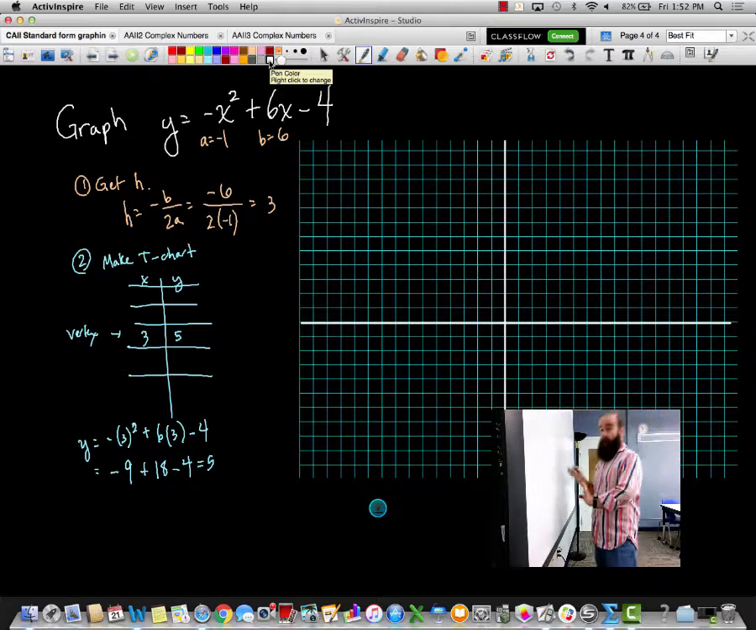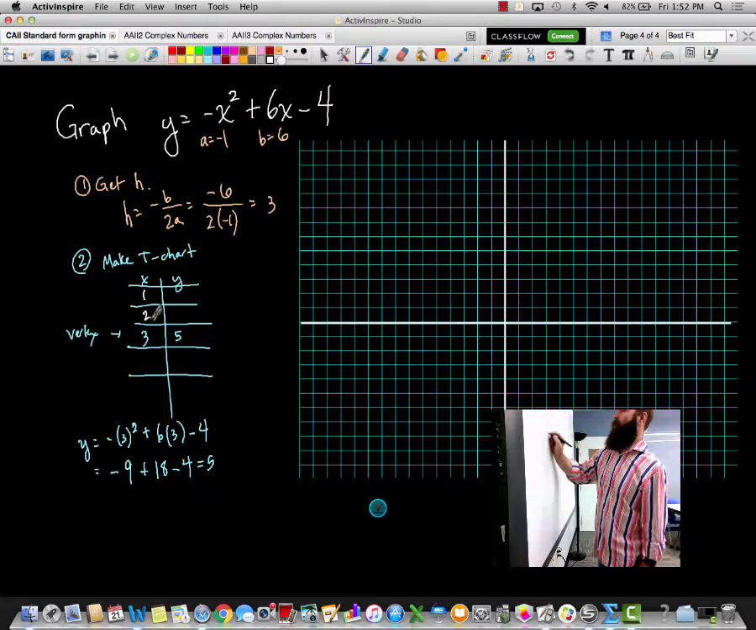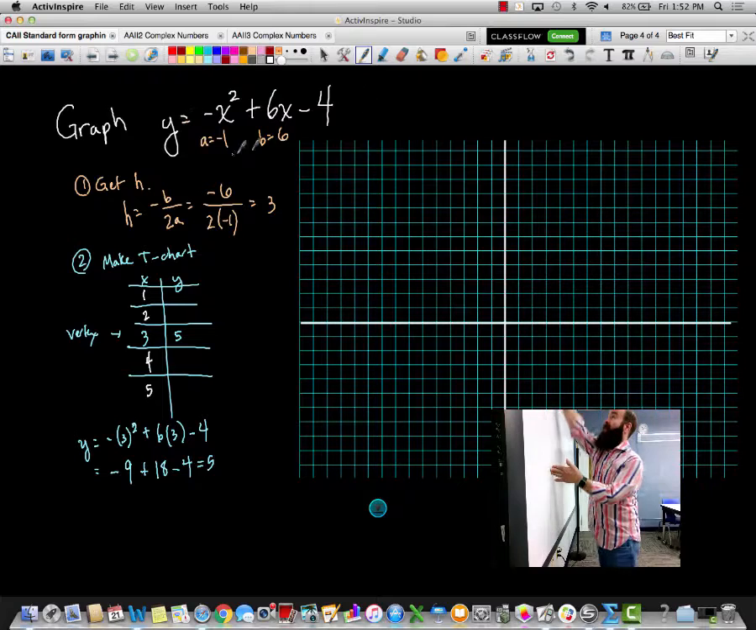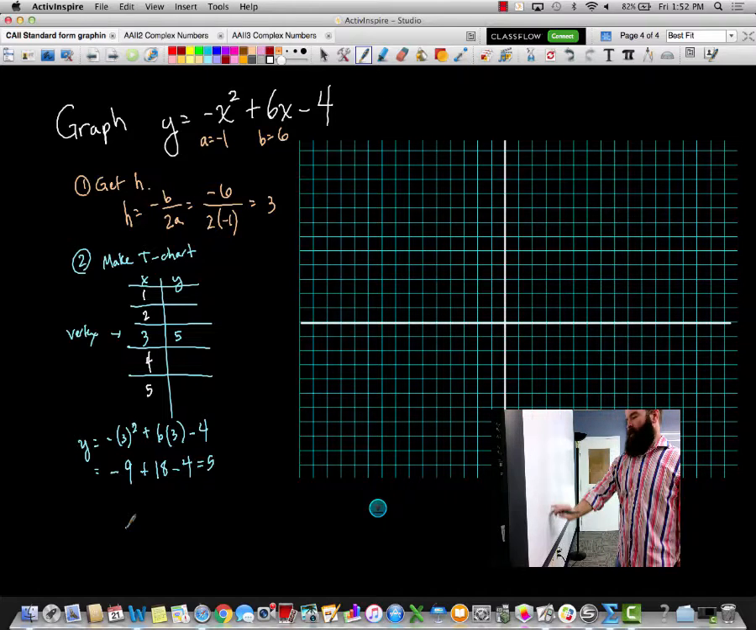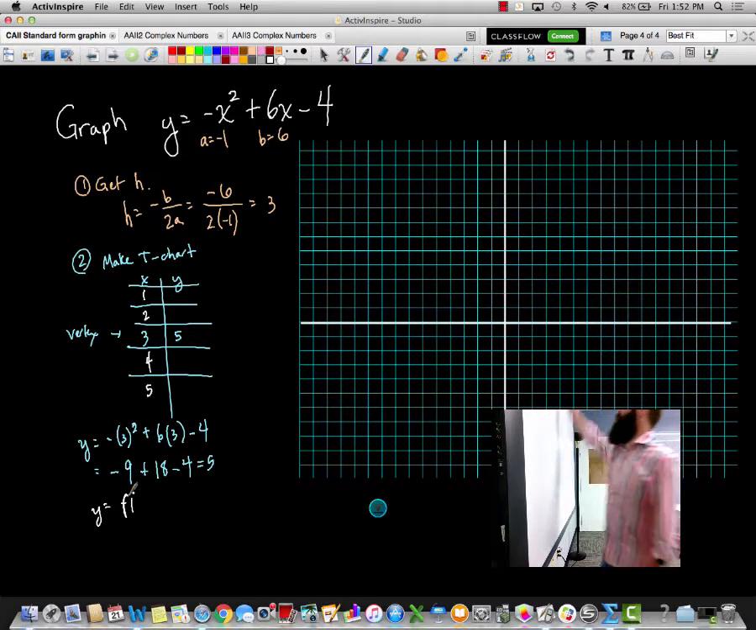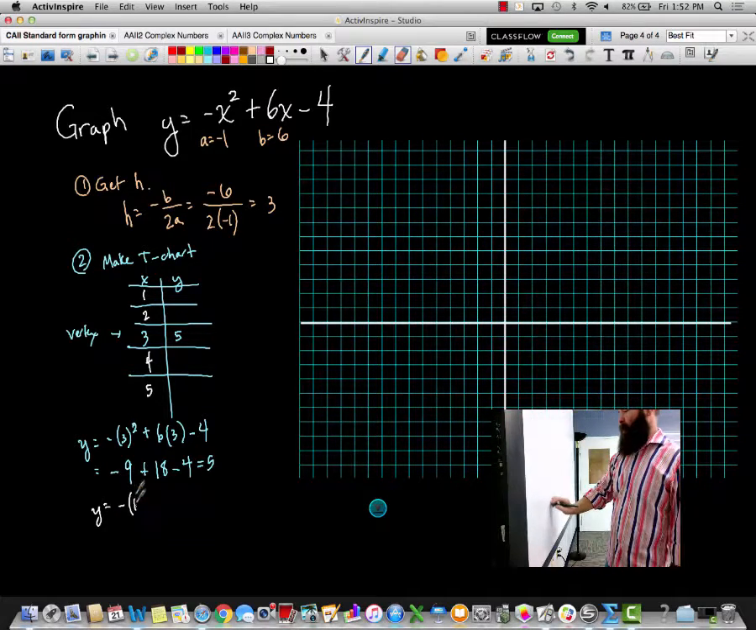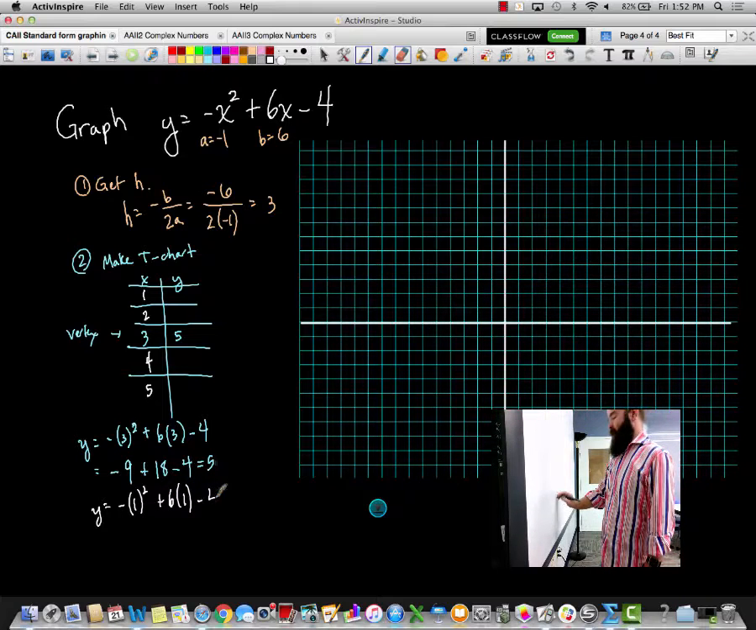So I'm going to plug in numbers that are slightly smaller and slightly bigger than 3. And I'm going to plug those in for x in this as well to get their y values. So I'll do one example of them, written out, and then I'll fill in the rest. So let's say I plugged in 1. So I'll plug in negative 1 squared plus 6 times 1 minus 4.